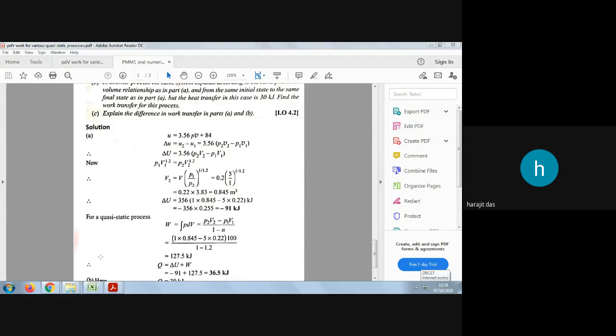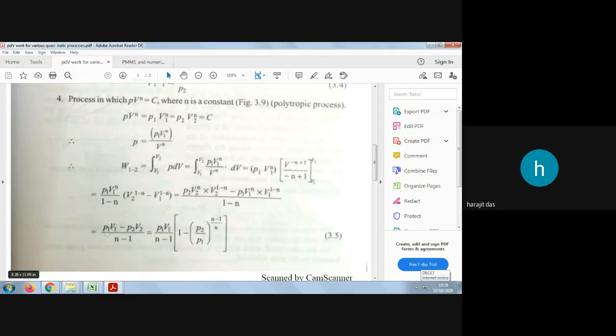But in the earlier formula, you can see n minus 1, the P1 V1 term is written first. The second term is written as the second part. Okay. So P1 V1 minus P2 V2 divided by n minus 1 is equals to P2 V2 minus P1 V1 divided by 1 minus n, isn't it? So that thing it is written.